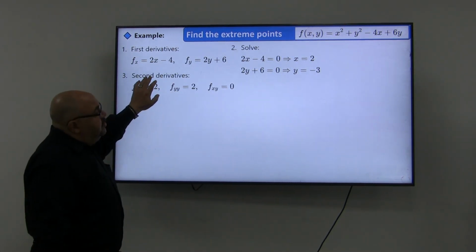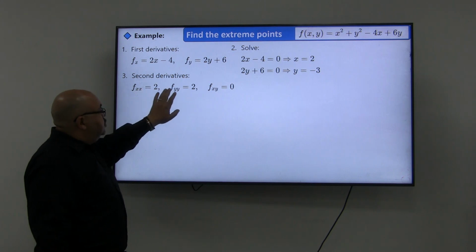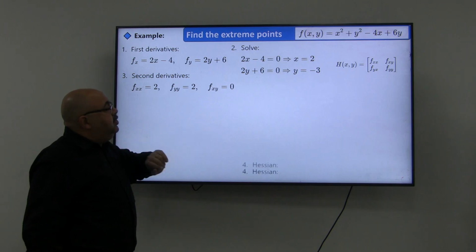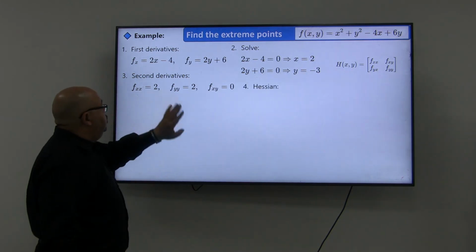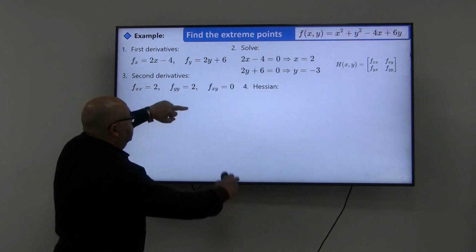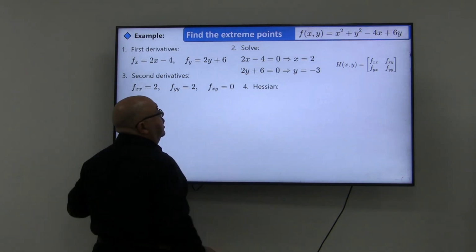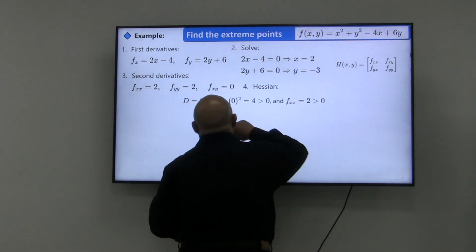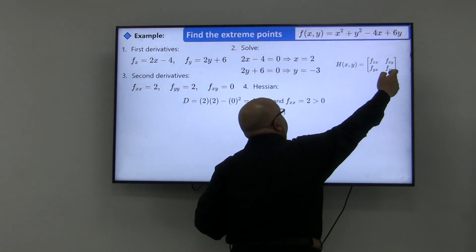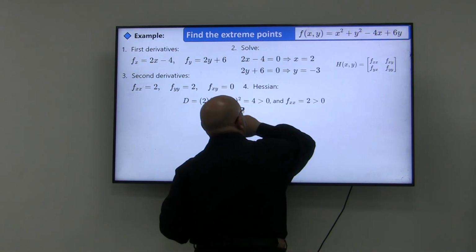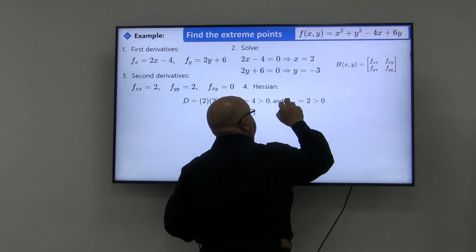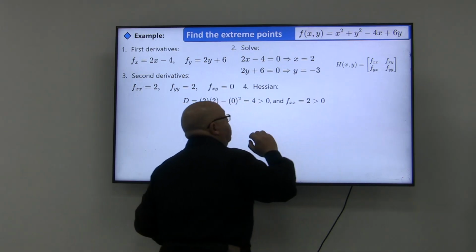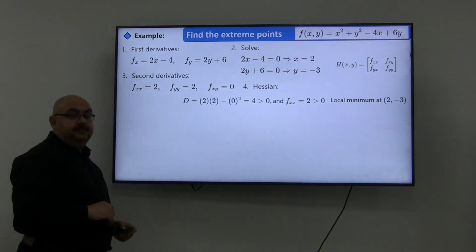I will get the second derivatives, differentiating with respect to x, with respect to y, and the mixed derivative, forming the Hessian matrix. So all I have to do now is to substitute in the Hessian matrix 2, 2, 0, 0. Evaluating 2 times 2, which is going to be 4, minus 0, as you can see. So the Hessian is greater than 0. F double x is greater than 0. So this point is going to be a minimum point, as you can see.